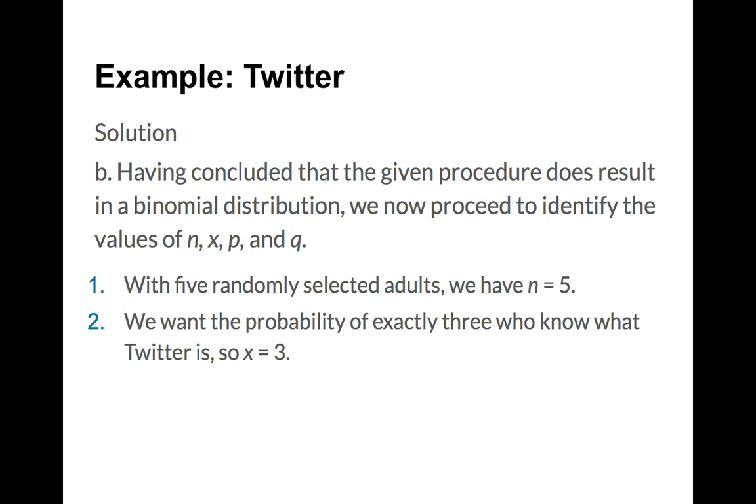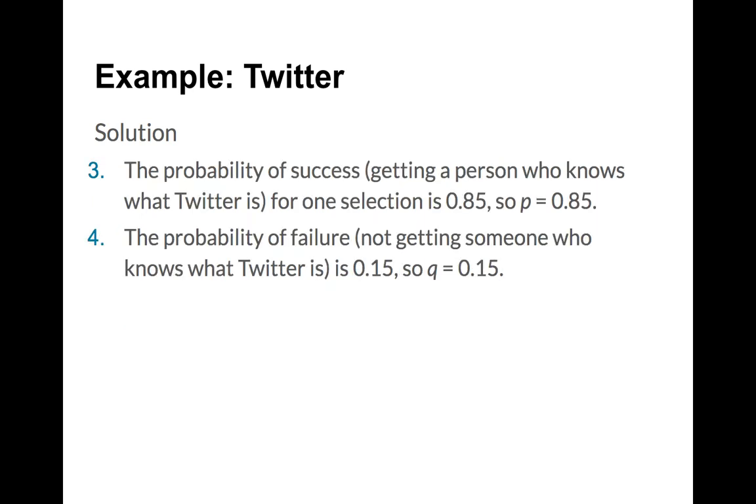Now, part B. What are our variables? Well, n is the number of trials we have, which, since we're asking 5 people, n is 5. x is the number of successes we want. Since we want to know the probability that exactly 3 people know what Twitter is, x is 3. Since we were told that the probability that any one person knows what Twitter is 0.85, that tells us that p equals 0.85. Since q is the complement, q must be 0.15.